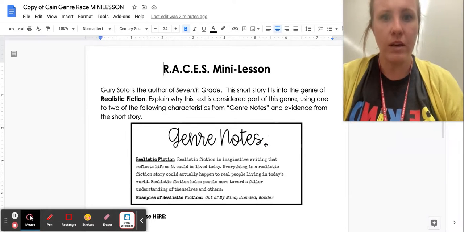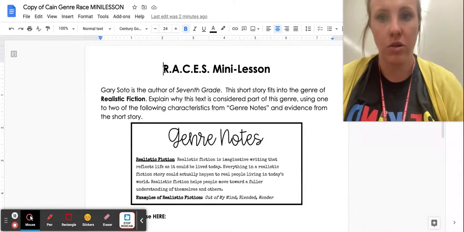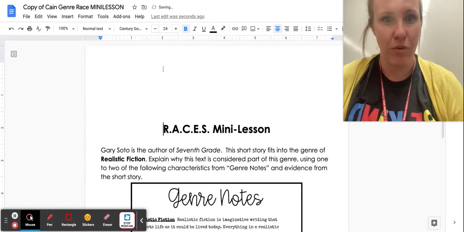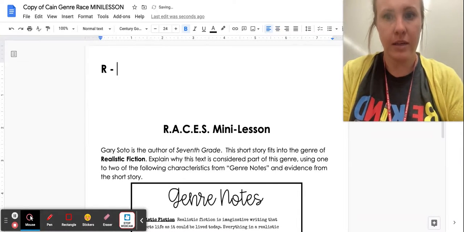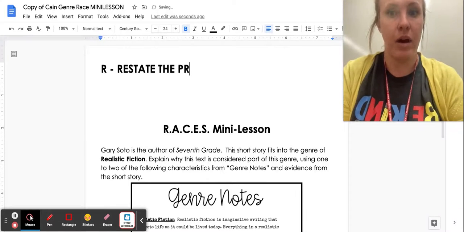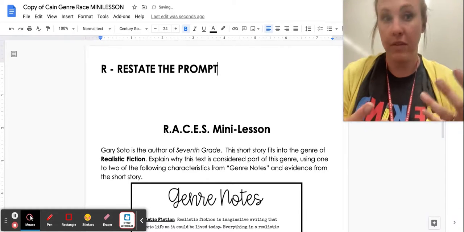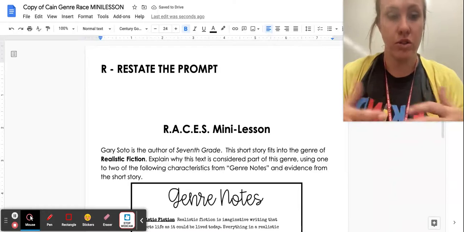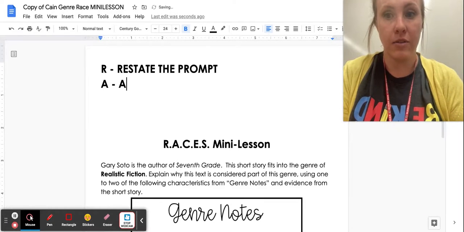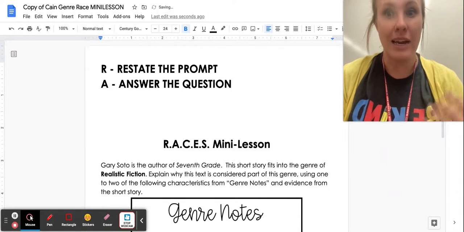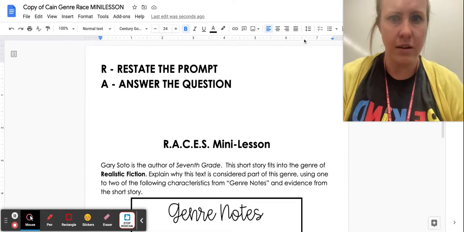So before we go into how to write this, I just wanted to show you really quick what RACES stands for. The R stands for restate the prompt. You're going to be given a question, and you're going to start your paragraph by restating the prompt. The A stands for answer the question. Whatever the prompt is, you're going to answer it after you restate it, and I'll show you how to do that here in a second.